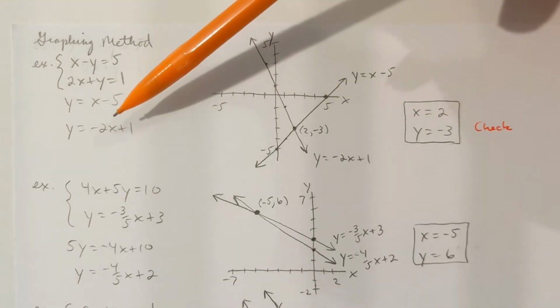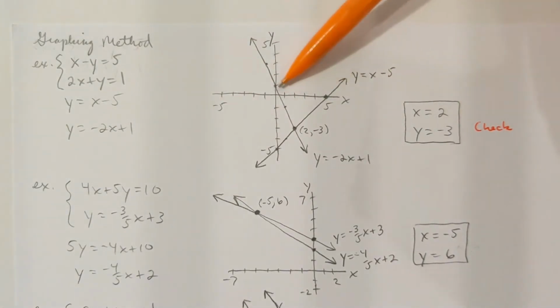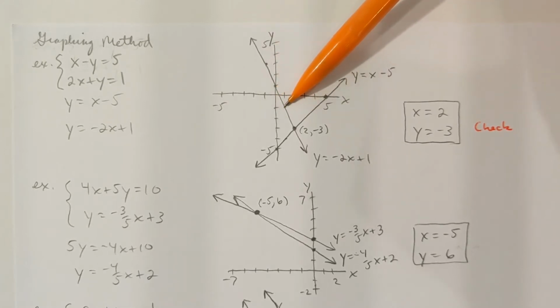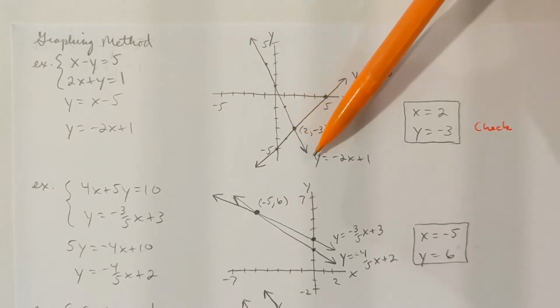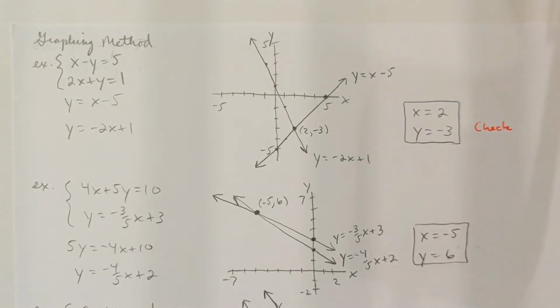Now the second line has a slope of -2 and a y-intercept at 1. So here's (0, 1) on the graph, and then if I work off of the slope, I'm going up 2 and to the left 1, since that's a negative. Go up 2 to the left 1, or you can go down 2 and the right 1, same thing. Do that a couple of times and gather up some points on this line, and then draw on that second line. Now my answer is where the lines intersect.